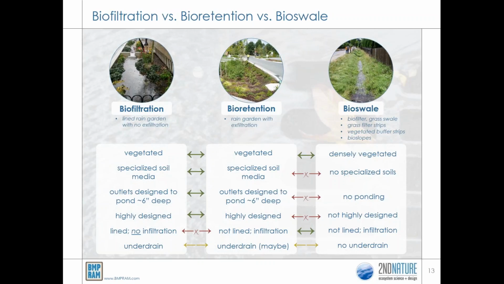The main difference between biofiltration and bioretention features is that biofiltration BMPs have an underdrain. They may be lined, and they do not infiltrate stormwater. Bioretention BMPs are not lined, and they do infiltrate stormwater. Bioswales are also unlined and are intended to infiltrate stormwater as it passes across the vegetated surface. As for underdrains, biofiltration features typically have an underdrain and bioswales never do. Bioretention features can go either way.